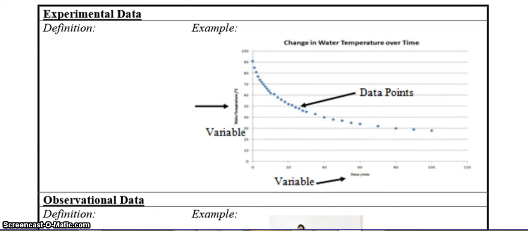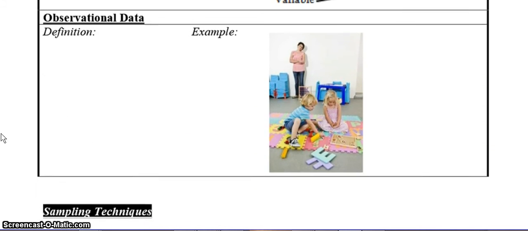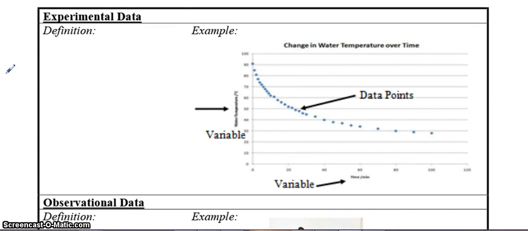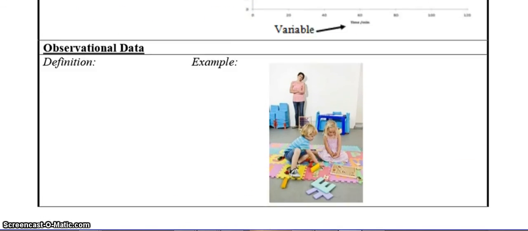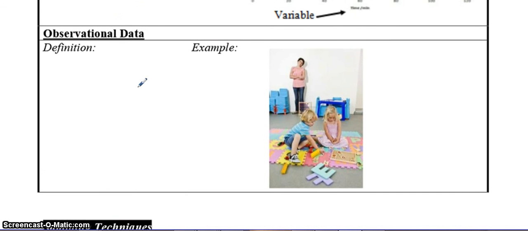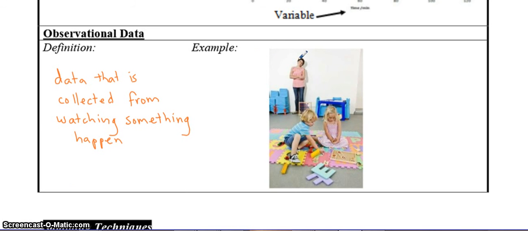The last two are experimental data and observational data. Experimental data is just data that you collect from conducting an experiment. So here's an experiment where over time they measured the change in water temperature. That was that experiment. Observational data is data that is collected just from watching something happen. So for instance here, the researcher might be watching kids play to decide if gender-specific toys were in favor or if kids just played with whatever toys.